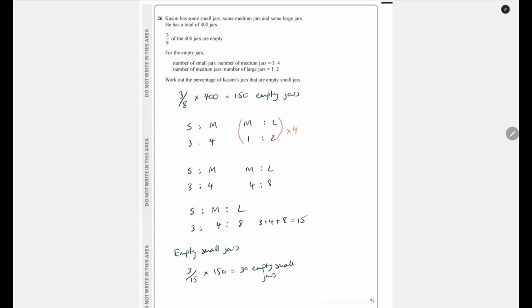Now the question has asked us for the percentage of Kasim's jars that are empty small jars. Well, we know that the total is 400, and so to get a percentage, it's 30 divided by the total amount, which is 400. That's the same as saying 3 over 40. And then we multiply this by 100 to get a percentage, and that would give us 7.5%. So 7.5% of Kasim's jars are empty small jars.